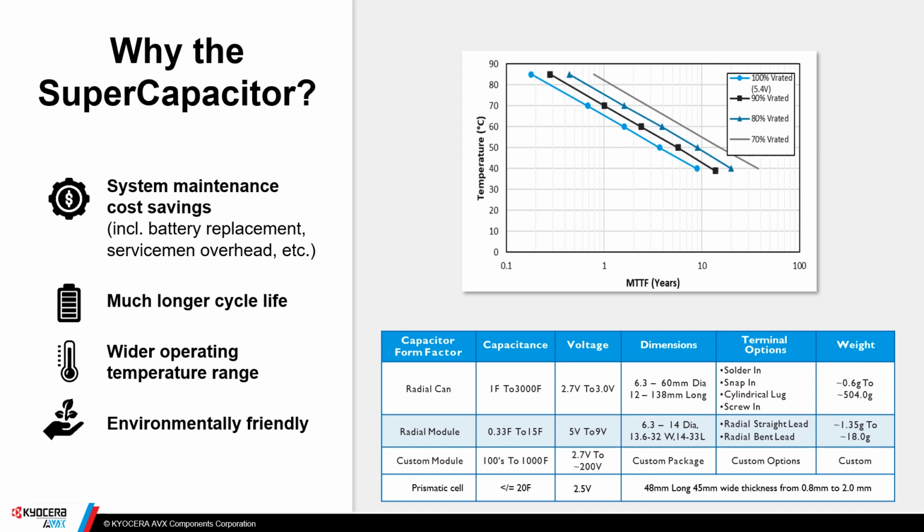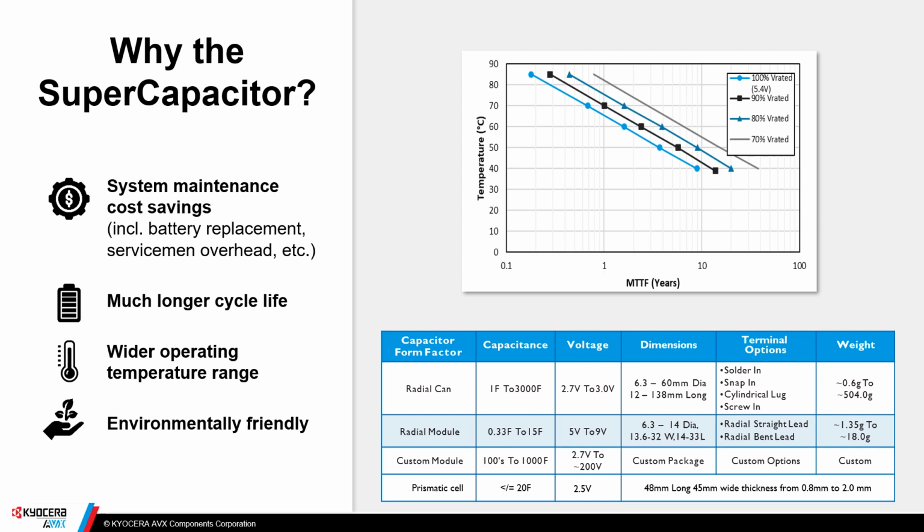The radial cans are commonly the more simple part to use in the sense that they could be used in configuring your own power bank. There's a variety of weights and sizes available. They're relatively easy to fit into any portion of a board. Radial modules are likewise quite usable and quite attractive. They, of course, have a higher operating voltage, but in some cases, if you're limited by XY board area, they might have some limitations on end use.